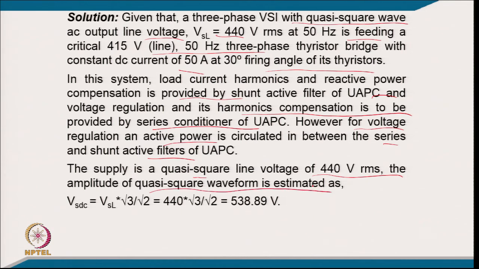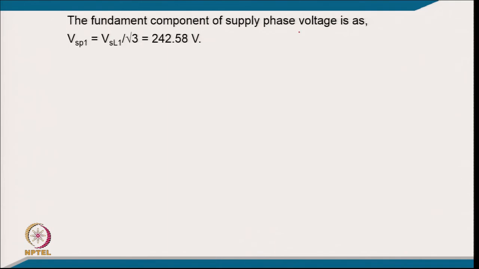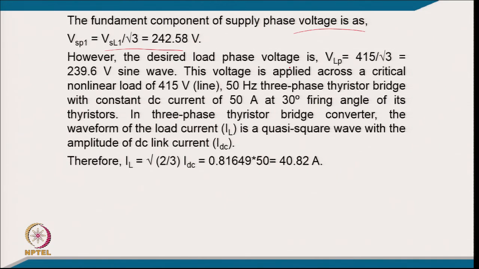From the amplitude of the quasi-square wave, we can calculate the DC link voltage, that comes 538.89. Moreover, the RMS fundamental component of the quasi-square wave is VSL1 equal to root 6 by pi times VSL, that comes 420.17 volt, and the fundamental supply phase voltage will be VSL1 by root 3, that is 242.58. However, the desired load voltage is 415 by root 3, that is 239.6 volt sine wave.